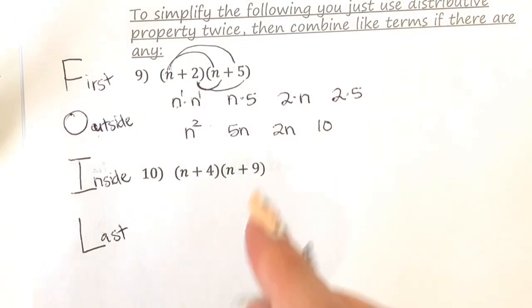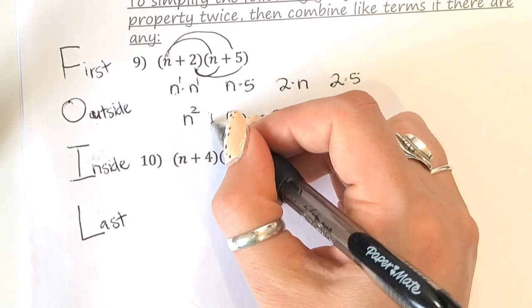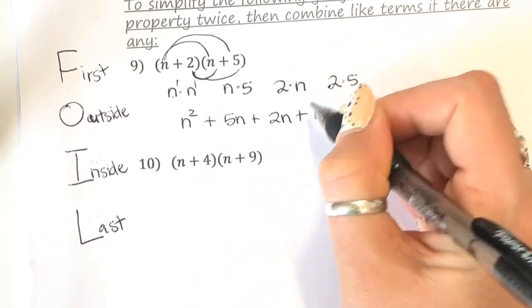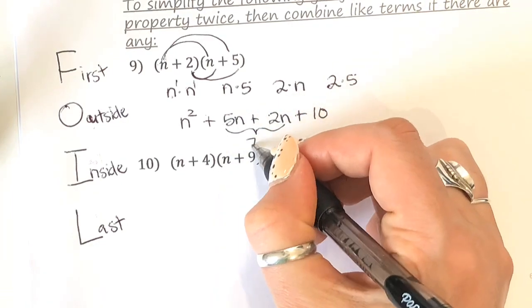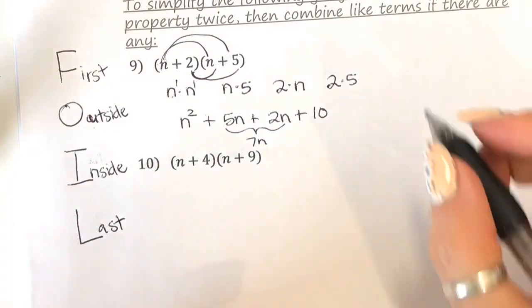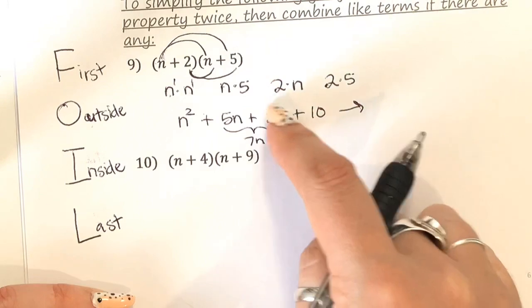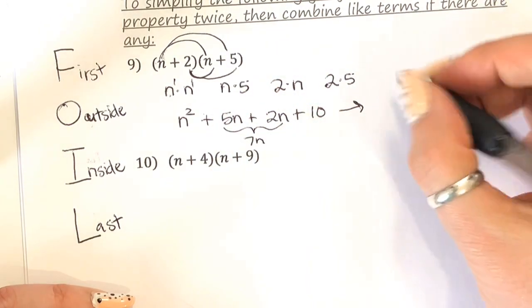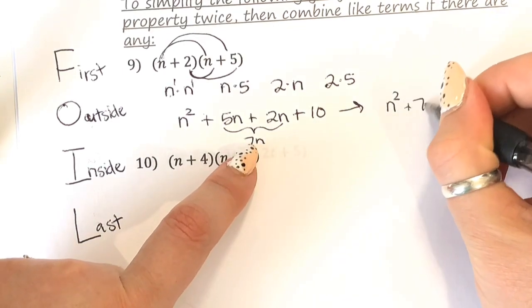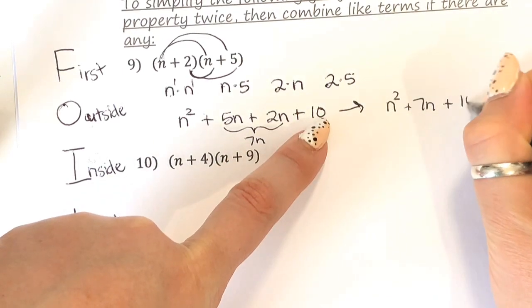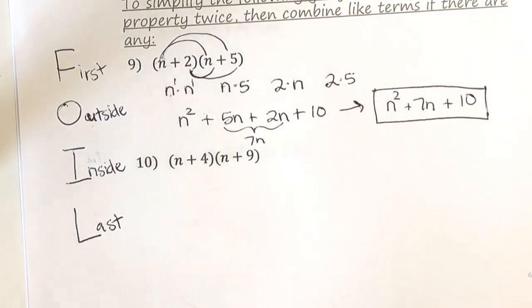On this one, we do have some like terms here. These are both just n's. Right now everything was positive, so it's like we're adding everything. I can add 5 n's and 2 n's. 5 plus 2 is 7, so I have 7 n's. If I want to write this in the correct format, we're going to combine those to just be 7n, and then in descending order, I'm going to do the n squared first, and then the 7n, and then our constant term, 10. And that would be your answer. Okay, so that's the FOIL method.